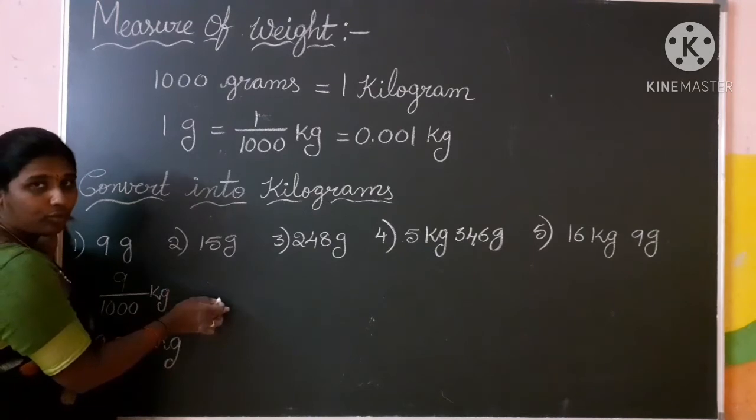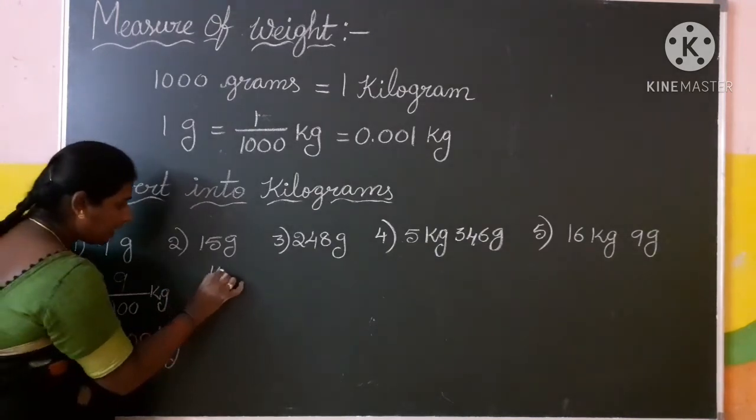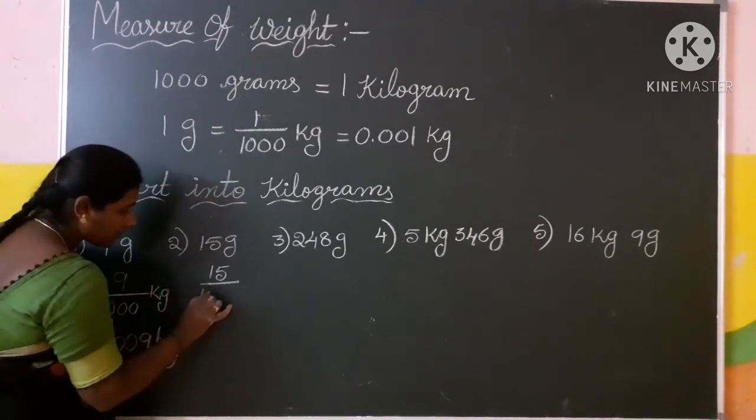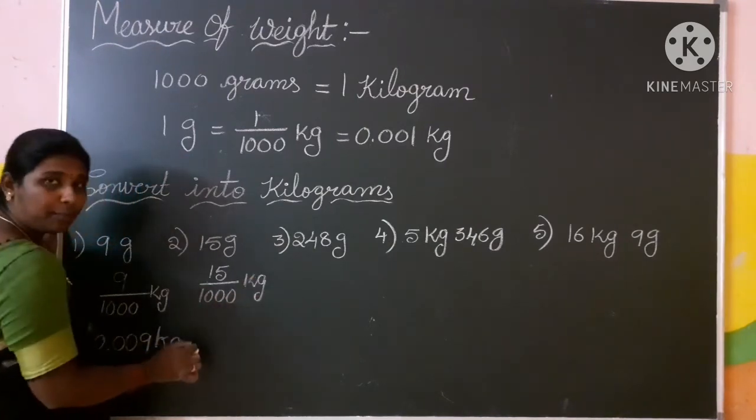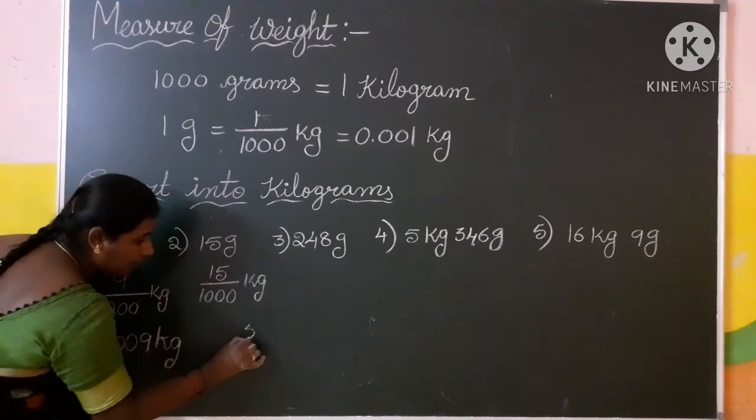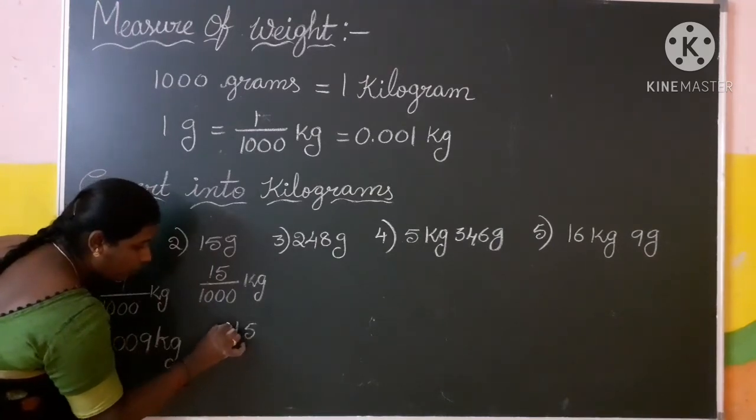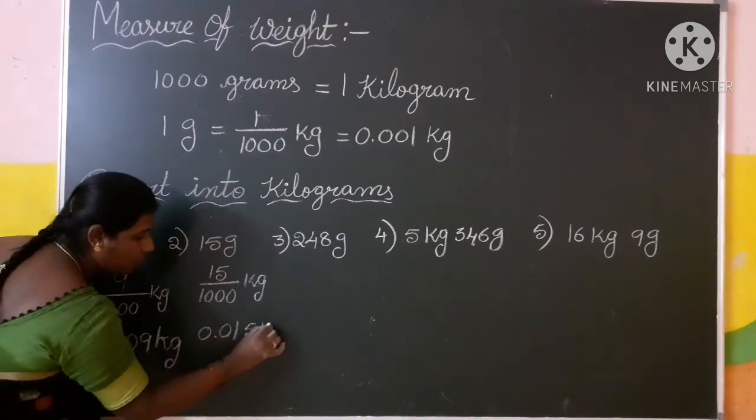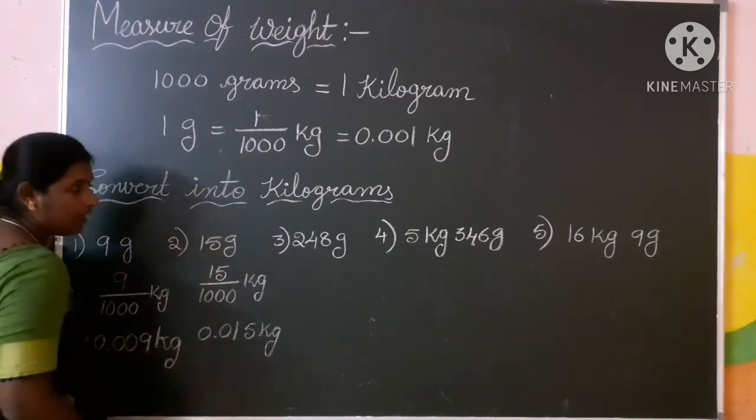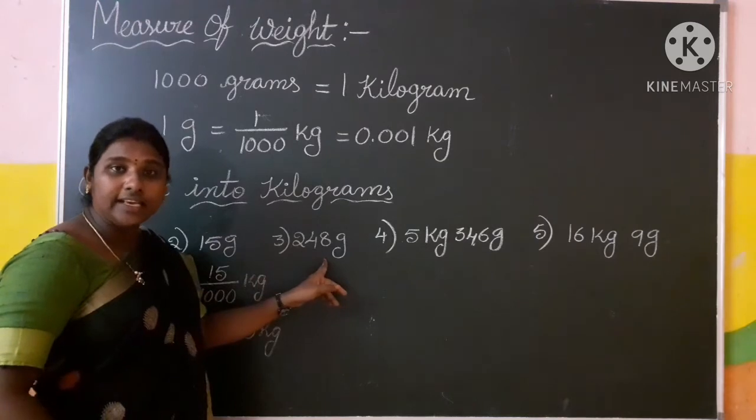So 15 grams. Again we have to convert into kilograms. 15 by 1000 kg. Here also we should put 3 numbers before the point, but there are only 2 numbers in the numerator. 5, 1. One more number we should take as 0. Here 0.0, 0.015 kg.